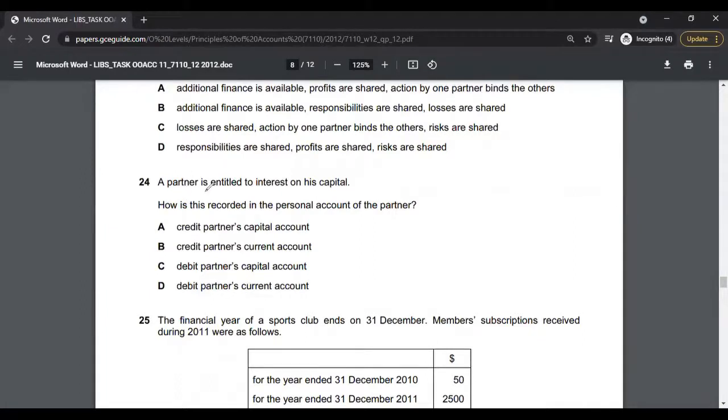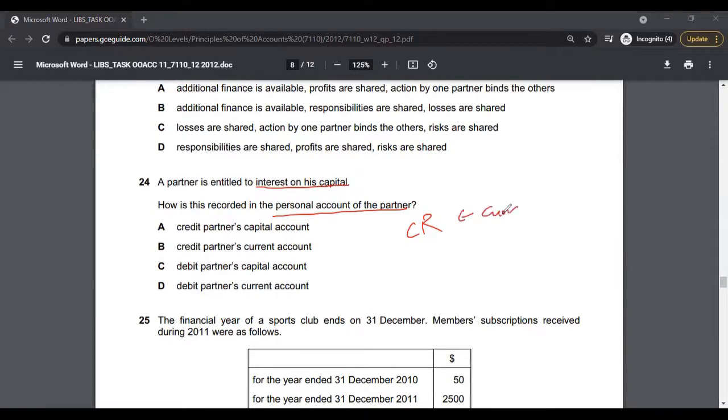Multiple choice 24. A partner is entitled to interest on his capital. How is this recorded in the personal account of the partner? If you know this from partnership accounts, this would actually appear on the credit side of the current account. So the answer to multiple choice 24 is option B.